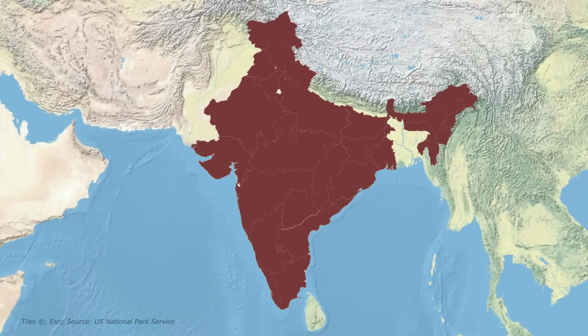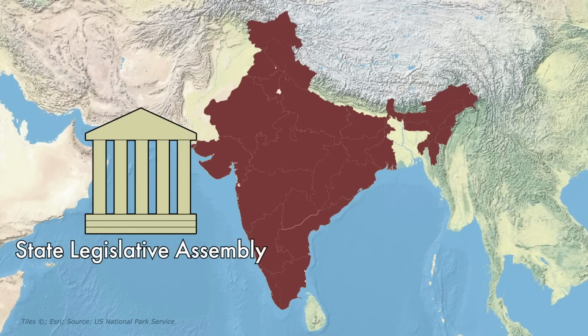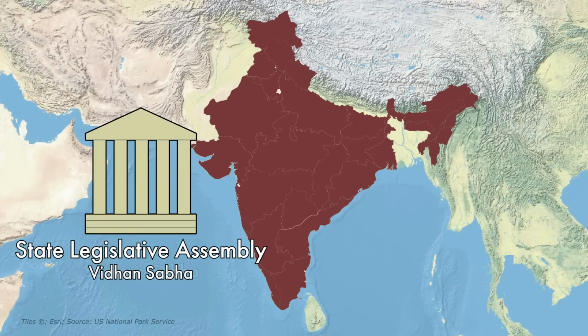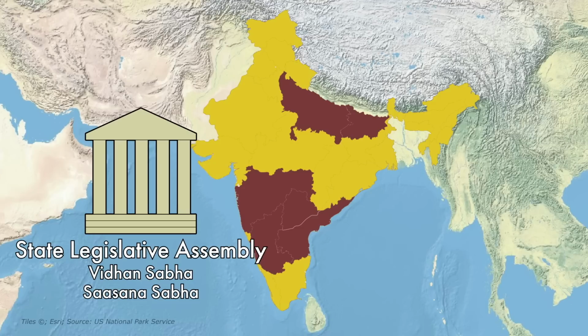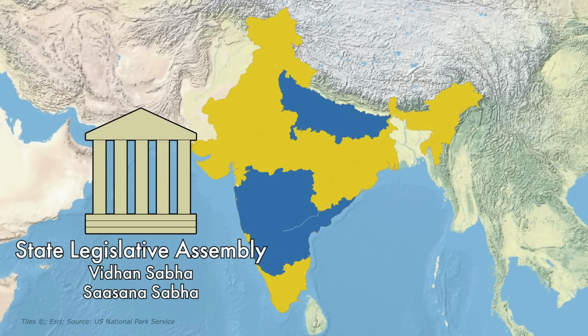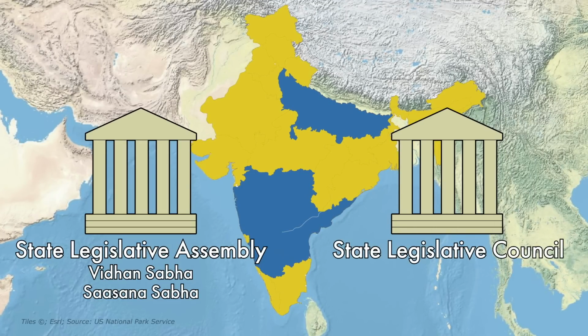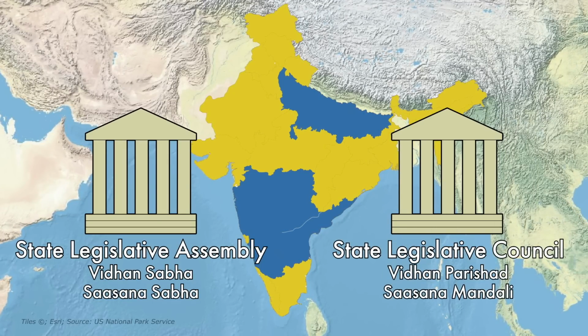The states also have their own legislative assemblies, 6 of which are bicameral, meaning they have 2 different houses like the union government, while the rest are all unicameral. The lower house is the State Legislative Assembly, also called the Vidhan Sabha or the Sasana Sabha, and in states with unicameral legislatures it's the only house present, while those with bicameral legislatures also have an upper house called the State Legislative Council, also called the Vidhan Parishad or the Sasana Mandali.